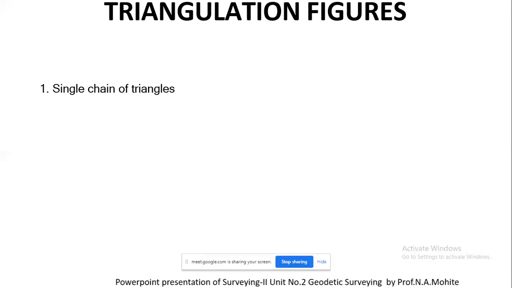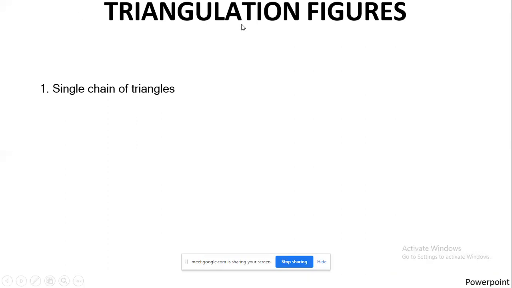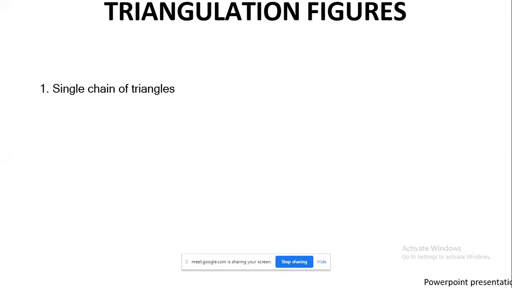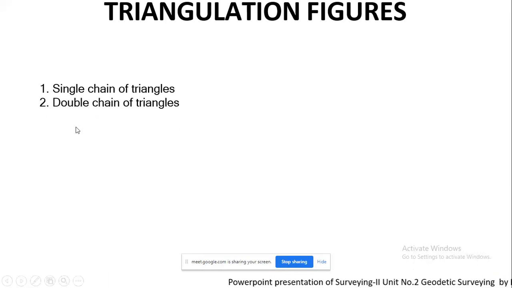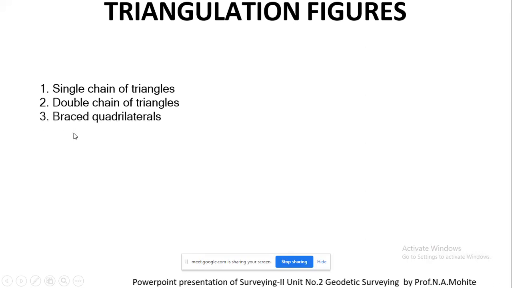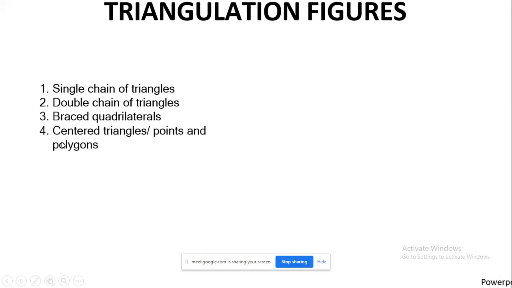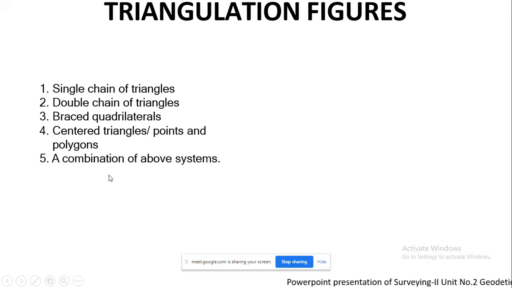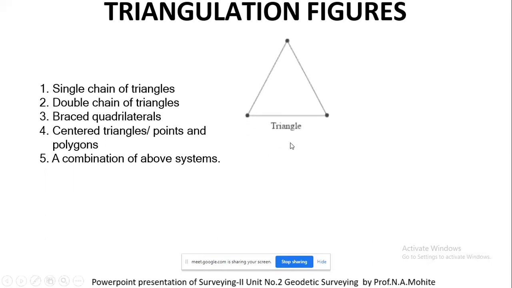Now, a triangulation figure is a group or system of triangles such that any figure has one side, and only one, common to each of the preceding and following figures. These are the various types: single chain of triangles, second double chain of triangles, then braced quadrilaterals, fourth central triangles or points and polygons, and fifth a combination of the above systems. So we'll see one by one.